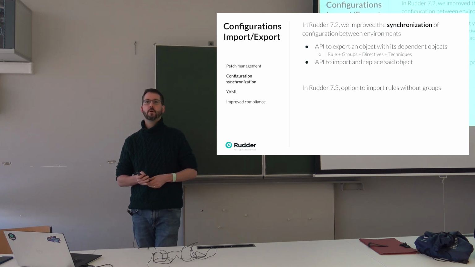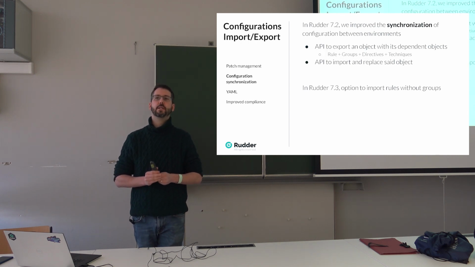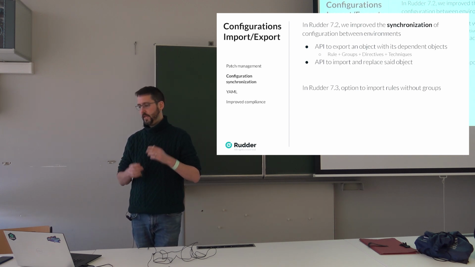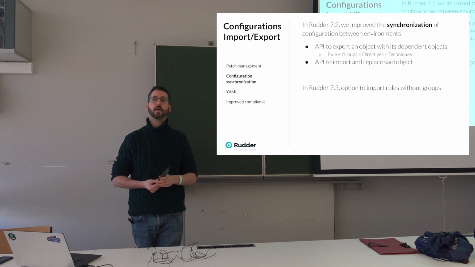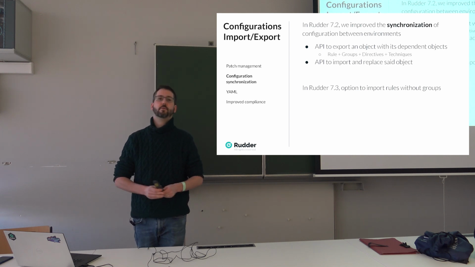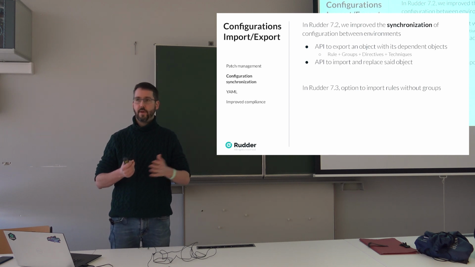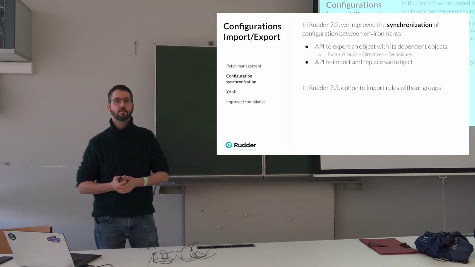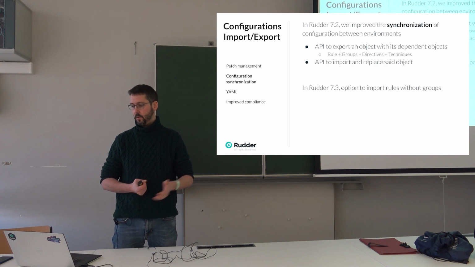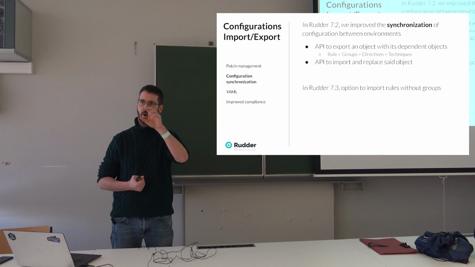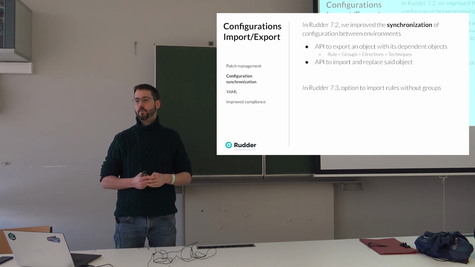We make it easier to synchronize the configuration between different environments, so between your dev environment, your staging environment, production environment, and between the different production environments if you have several types of production with different level of security or different type of constraint. We now have an API to fetch a specific object and all its dependencies.